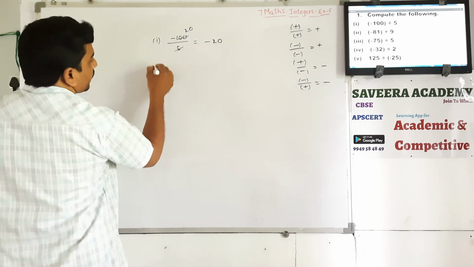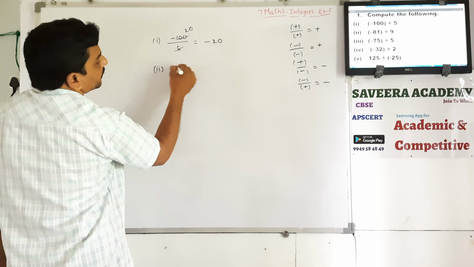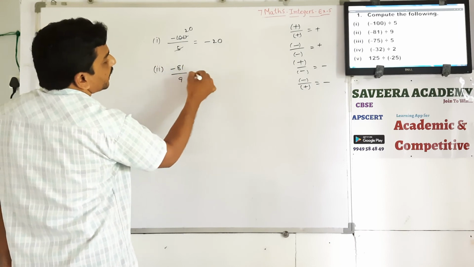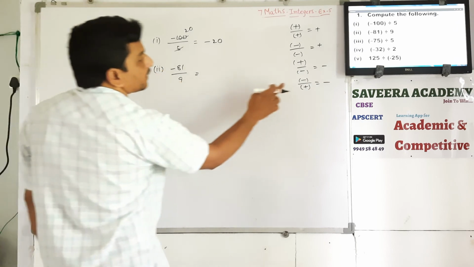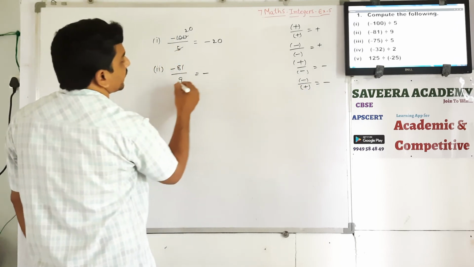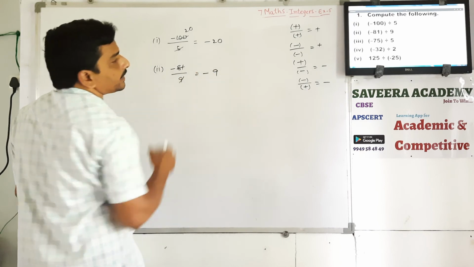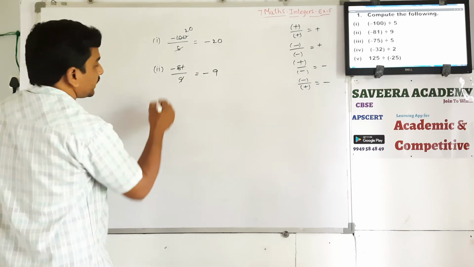Now let us see the second question. Minus 81 divided by 9. So minus by plus, again minus by plus. You will get minus. Here, how many times? 9 9s are 81.